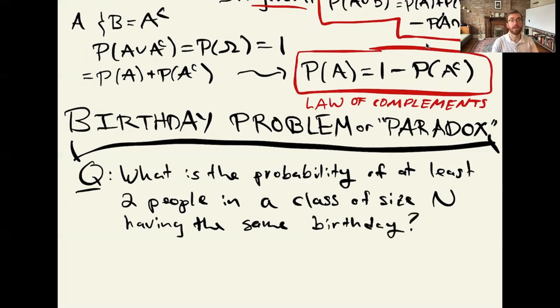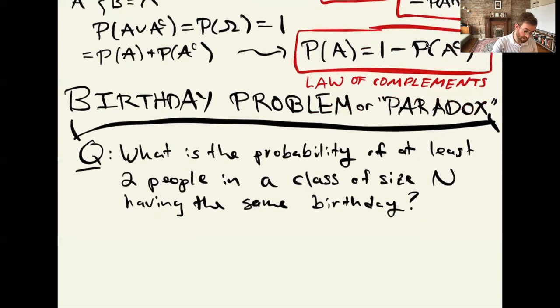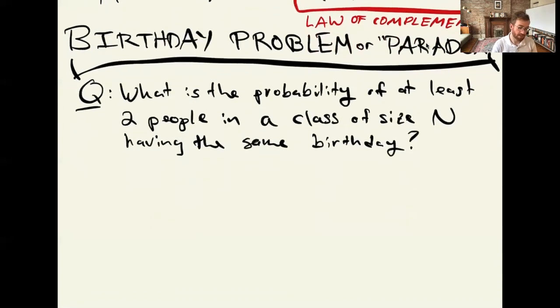By birthday, we literally mean day of the year. So it doesn't matter if someone was born in 1999 or 1985 or what have you. You just care about the month and day. This actually is a hard question to answer directly, so it's best to think about what's the opposite. We call this event A: two people in a class of size n having the same birthday.